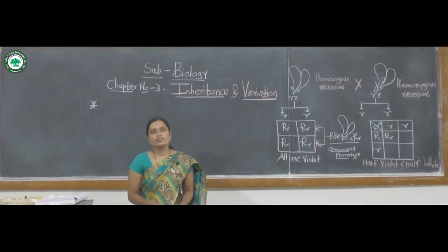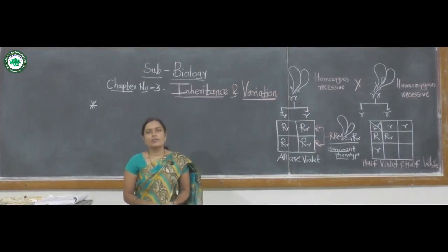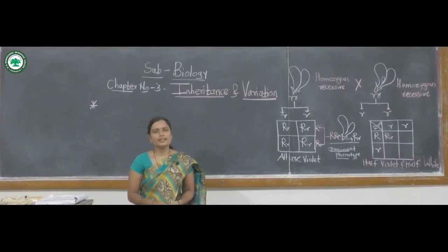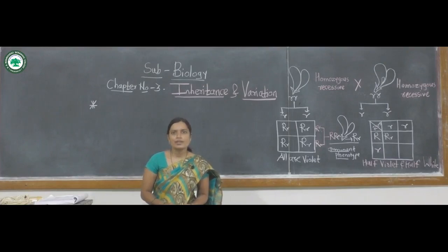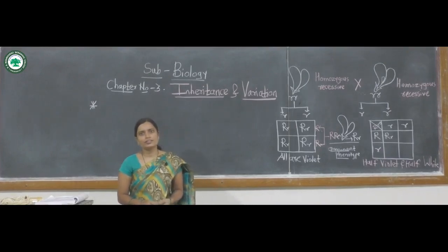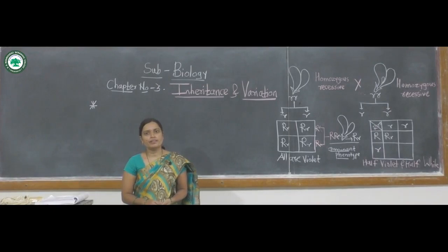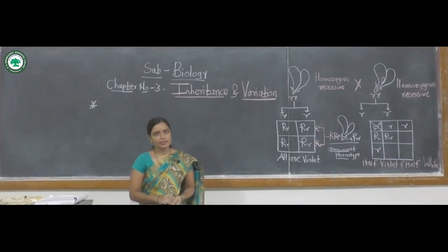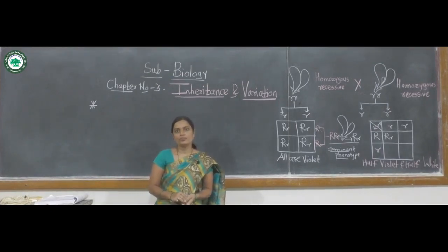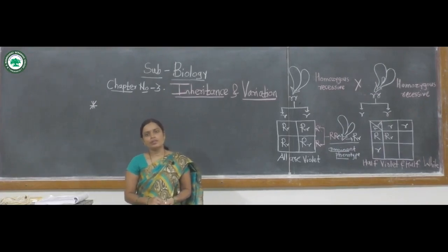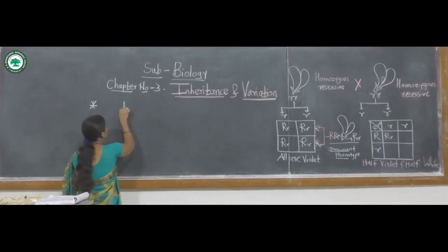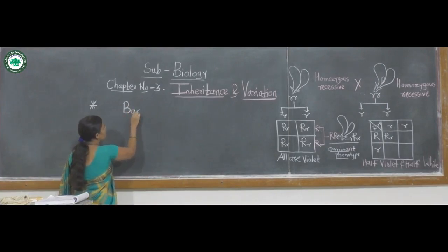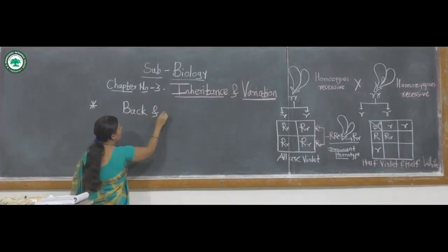In the last video we learned Mendel's laws of inheritance. We studied the three laws: the law of dominance, the law of segregation, and the law of independent assortment. Now today we are going to start back cross and test cross.